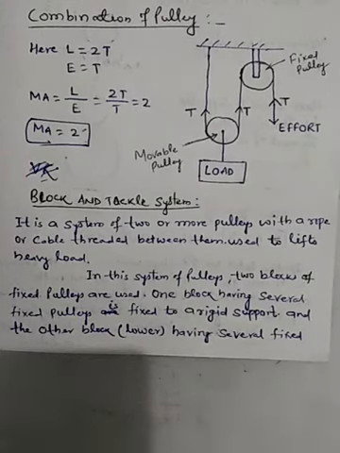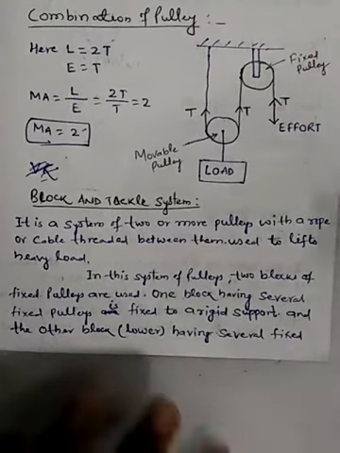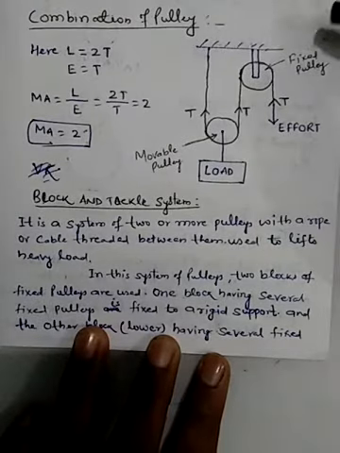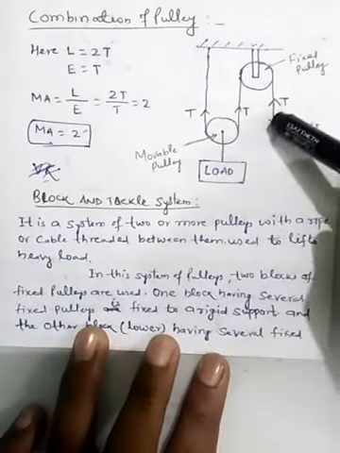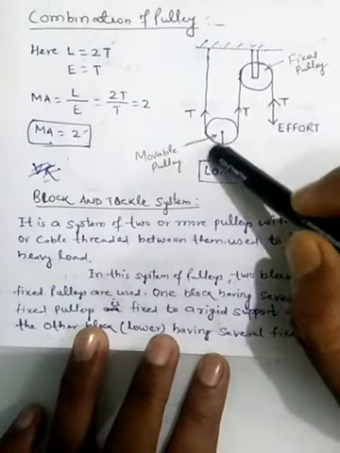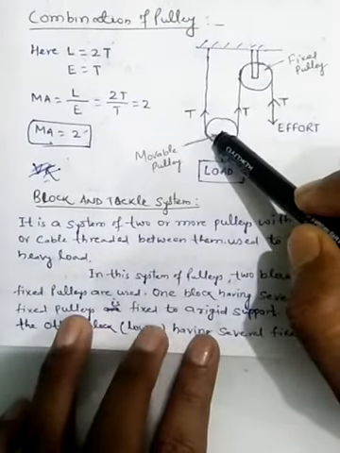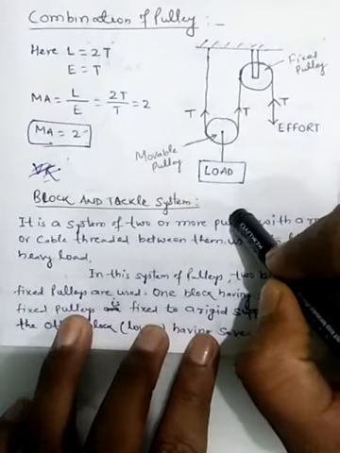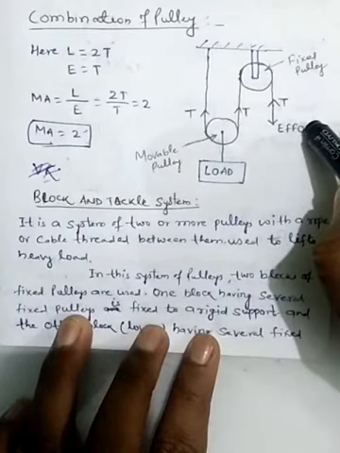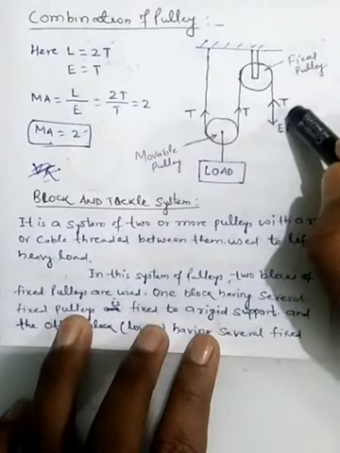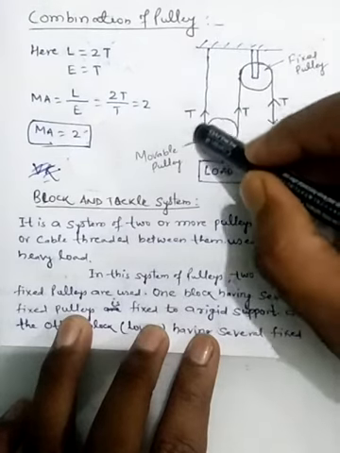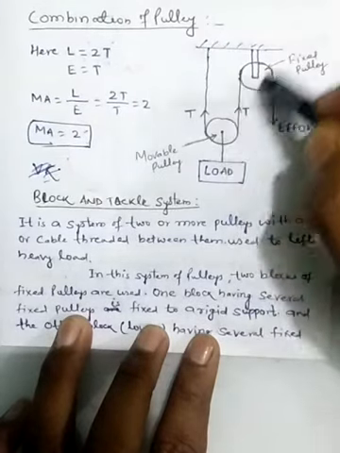Today we will discuss the combination of pulleys. This is the diagram of this arrangement in which this pulley is fixed and this one is movable. Here the load is attached to the movable pulley and effort is applied on the fixed pulley, and this is the string which is passed over both pulleys.